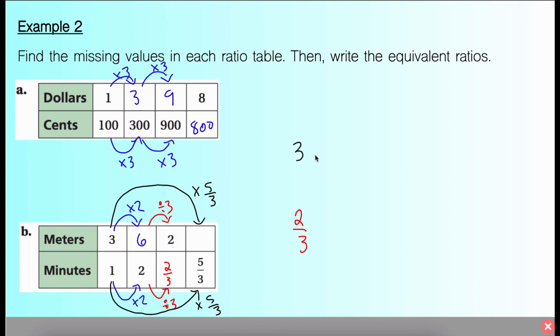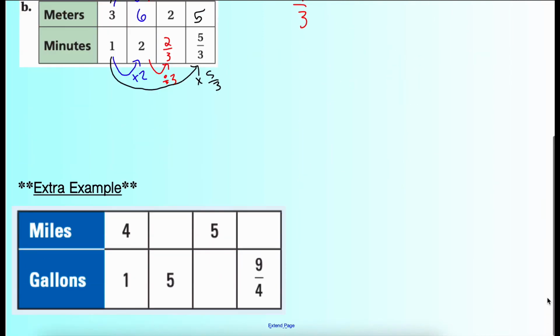So 3 times 5/3 is 5. So in 5/3 minutes, I can travel 5 meters. And there's the missing value of that ratio table. If you'd like, I've got one extra example that involves a fraction. I'll put that up on the screen. Pause it, give it a try on your own, and then come back and see if your answers are good.